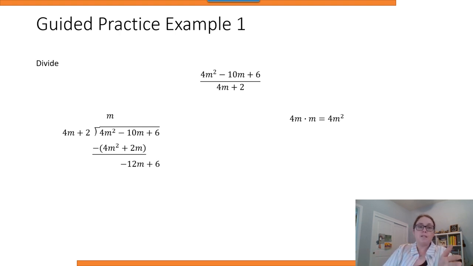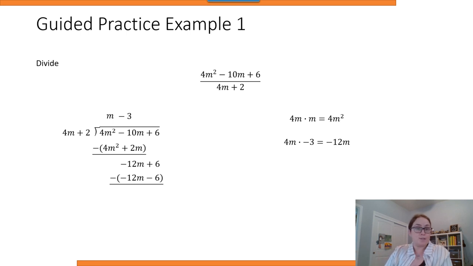So 4m times what will give me negative 12m? Well, that's times negative 3. 4m times negative 3 gives me negative 12m. And so the negative 3 goes up as part of my quotient. Again, I take the negative 3 and multiply it by the divisor. So negative 3 times 4m plus 2 is going to give me a negative 12m minus 6.